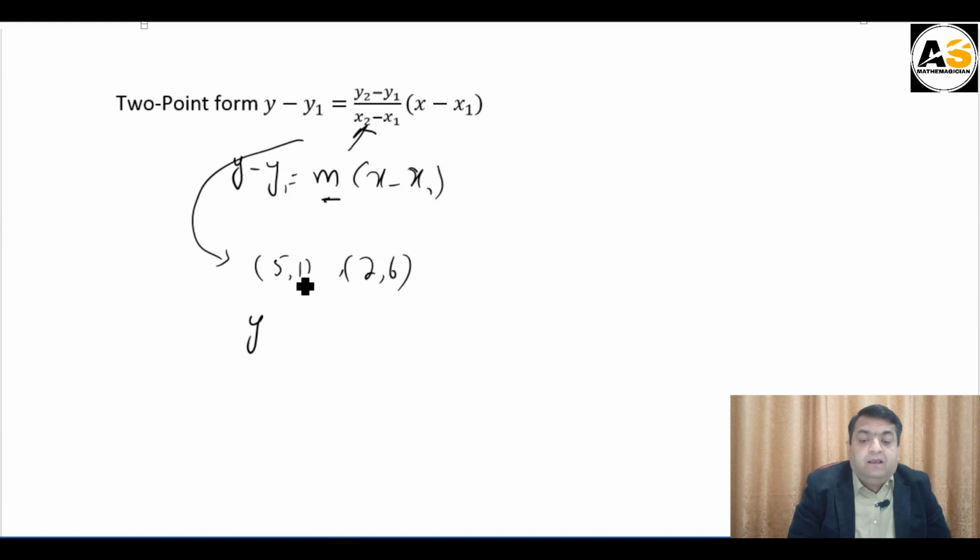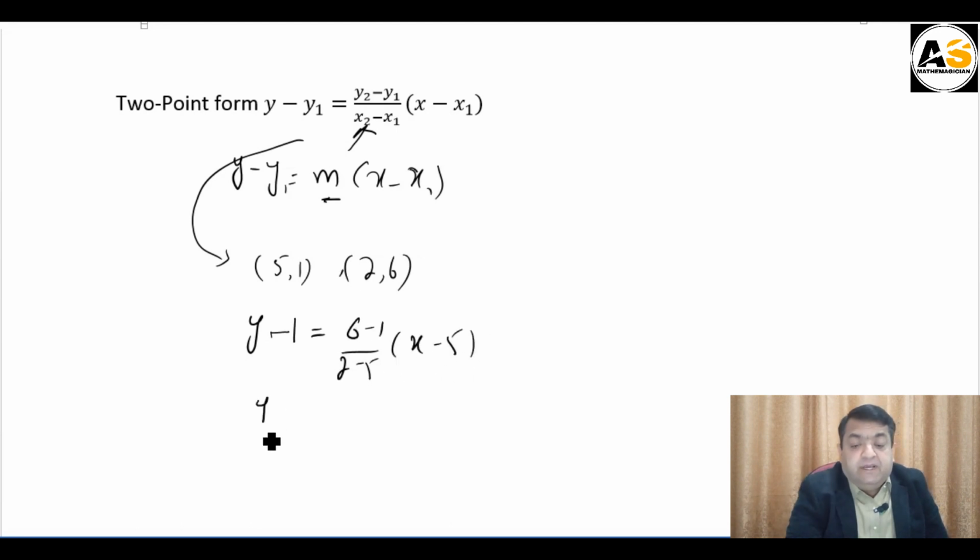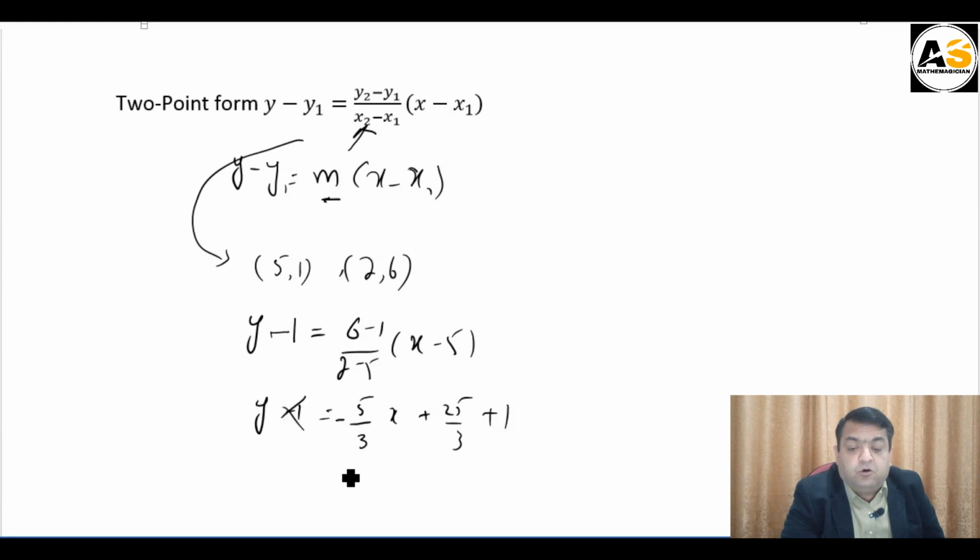So we will say, let this be x1 y1, let this be x2 y2. It can be the other way around as well. So y minus y1 is equal to y2 minus y1 over x2 minus x1 into x minus x1. We will just simplify it. y minus 1 is equal to 5 by minus 3 plus 25 by 3, and this one will be brought over here. So we will get it into the gradient intercept form.